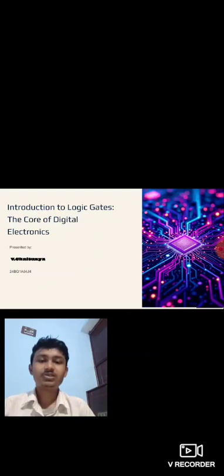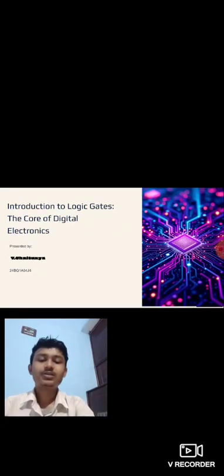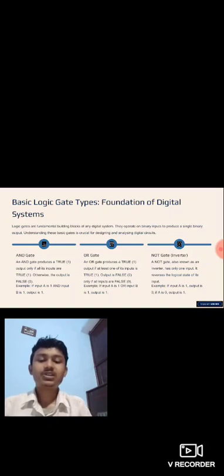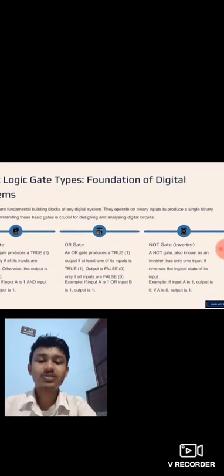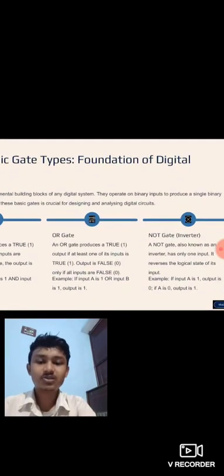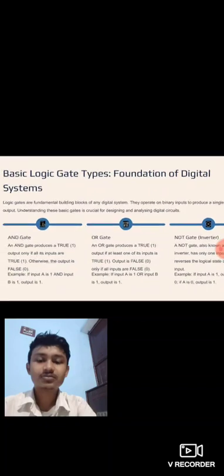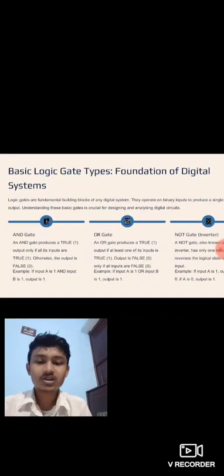Now, introduction of logic gates, the core of digital electronics. Basic logic gate types, fundamental of digital systems. Logic gates are the fundamental building blocks of any digital system. They operate on binary inputs to produce a single binary output. Understanding these basic gates is crucial for designing and analyzing digital circuits.